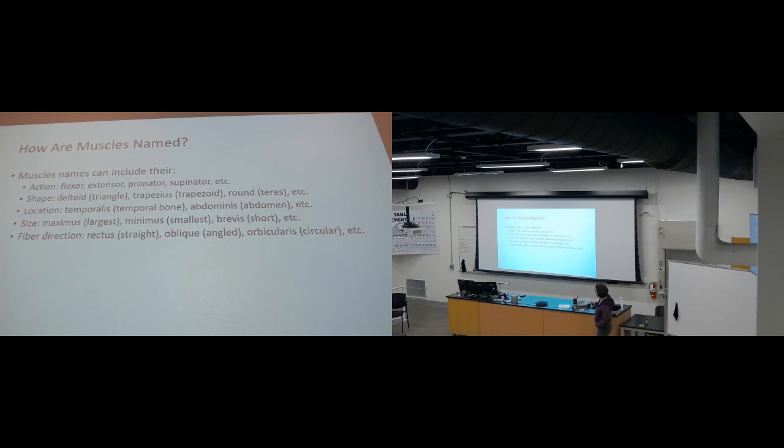According to size, if the muscle is large, you call it maximus. If it's small, minimus. If it's short, you call it brevis. If it's long, you call it longus. And then according to the direction of the fibers, if the fibers run straight, you call it rectus. If they run in an angle, you call it oblique. If they are circular, you call it orbicularis, like forming an orbit.